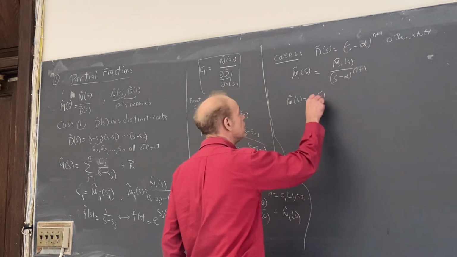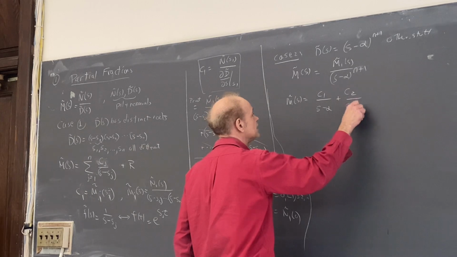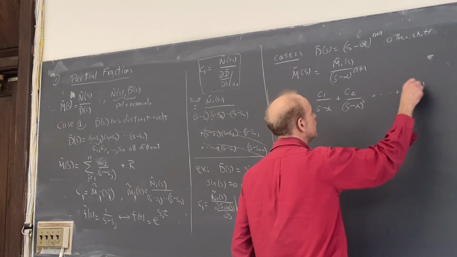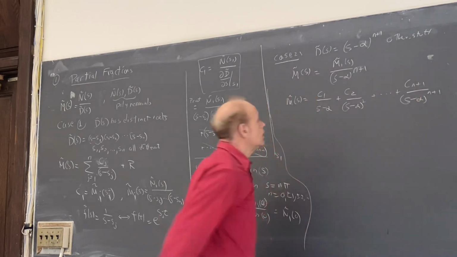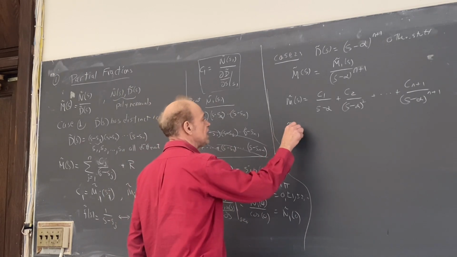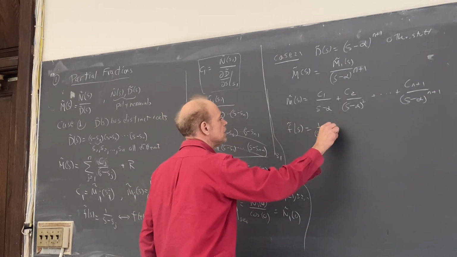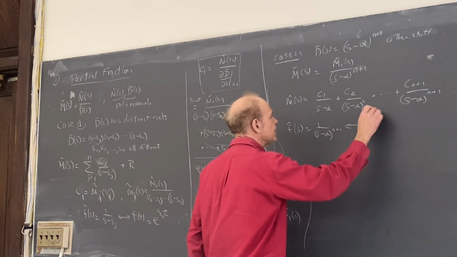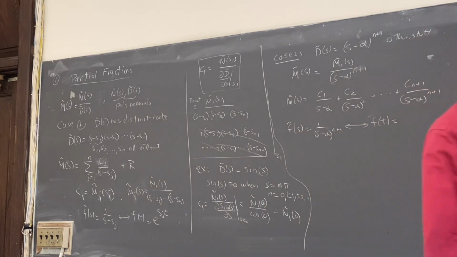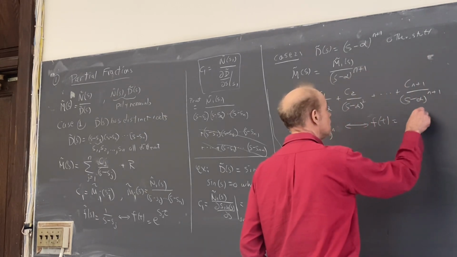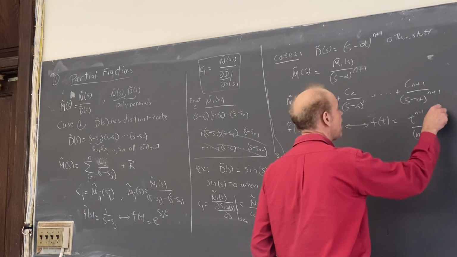So we could write this as C1 over s minus alpha plus c2 over s minus alpha squared plus dot dot dot plus cn plus 1 over s minus alpha to the n plus 1, where we noted that if f tilde of s is 1 over s minus alpha to the n, then f of t, from our sheet, is equal to t to the n minus 1 over n minus 1 factorial e to the alpha t, right?